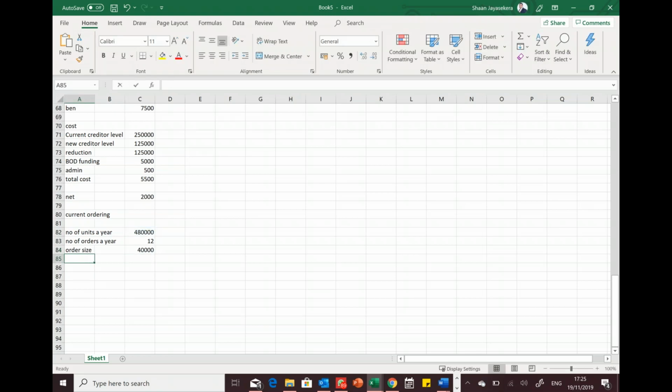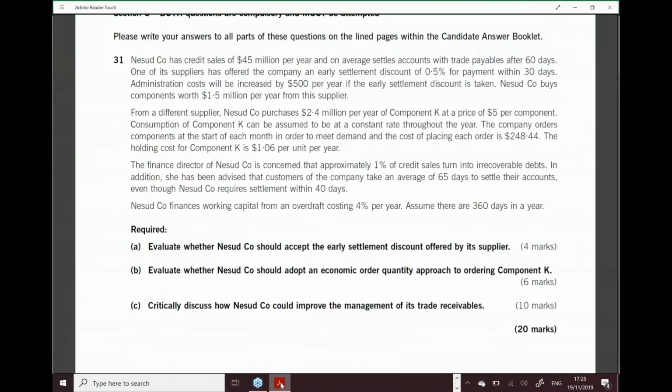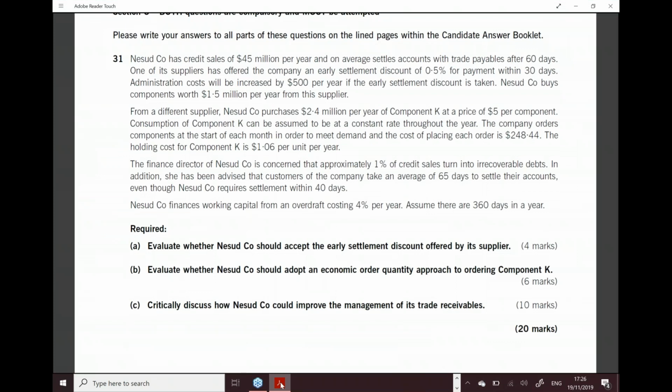So then I can play around with some numbers. My order cost. So my order cost will be, I'm placing 12 orders a year. Each order is going to cost me 248.44.